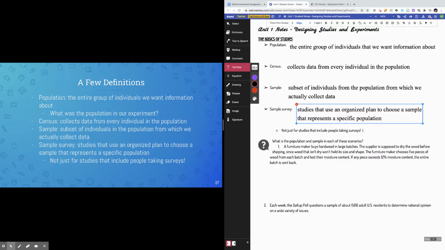It's any plan or way to collect data that is representative of a population, right? So it could be that you're working in a factory and you're going to choose 10 items at random to inspect. You're going to pick them randomly. That is a sample survey. Okay?